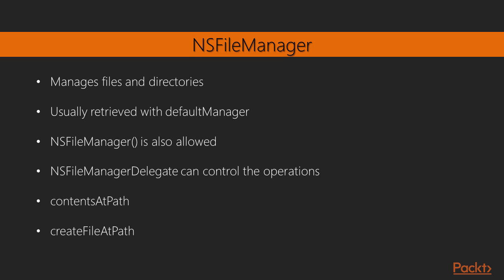FileManager works with objects of our class, called Data, which is the representation of raw data. Very important when we're working with binary data. We can read the contents of a file with a method called contents(atPath:). The writing operation can be performed with createFile(atPath:). In this video, we learned the directory structure on iOS and also how to manipulate files for reading and writing them.